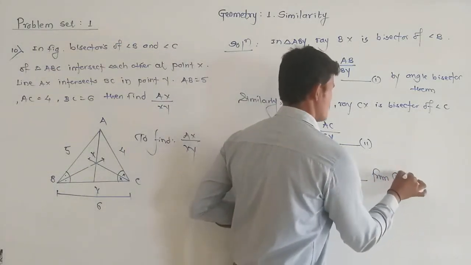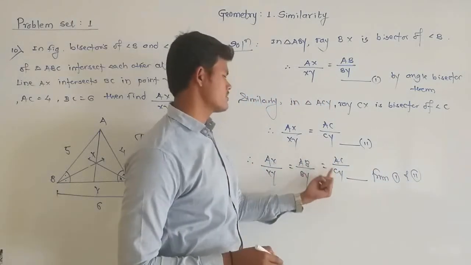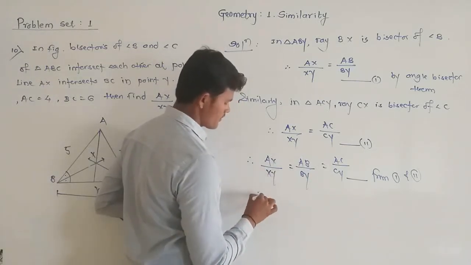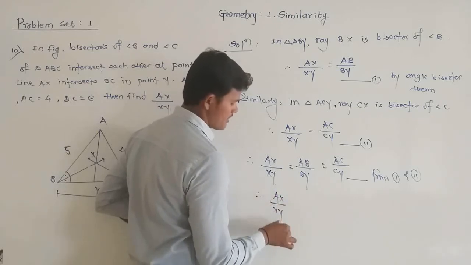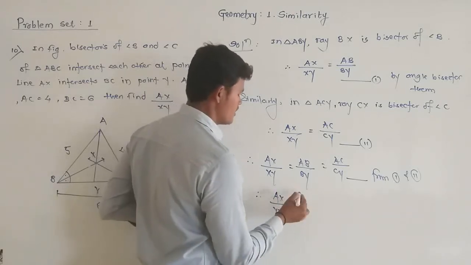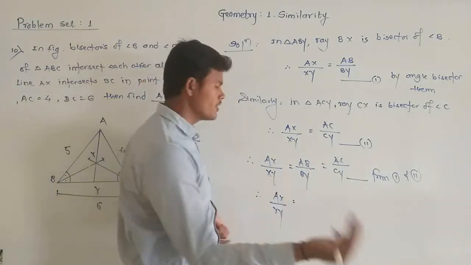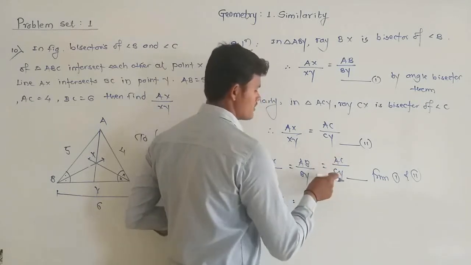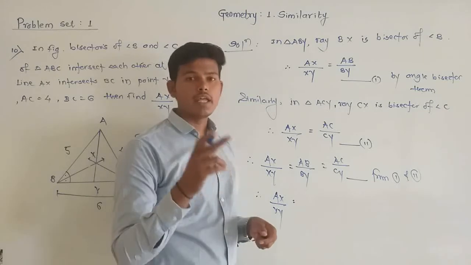So from first and second, we get AX upon XY is equal to AB upon BY is equal to AC upon CY. So all the three ratios are equal. Here we are finding the value of AX upon XY. We have to find out the value of this ratio. For that we are applying the theorem on equal ratios for the remaining two ratios. So here AB upon BY and AC upon CY both are equal ratios. Here we are applying the theorem on equal ratio.